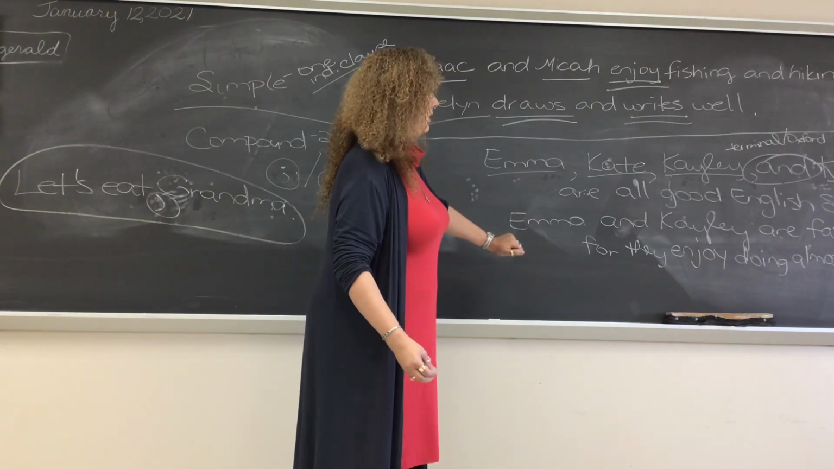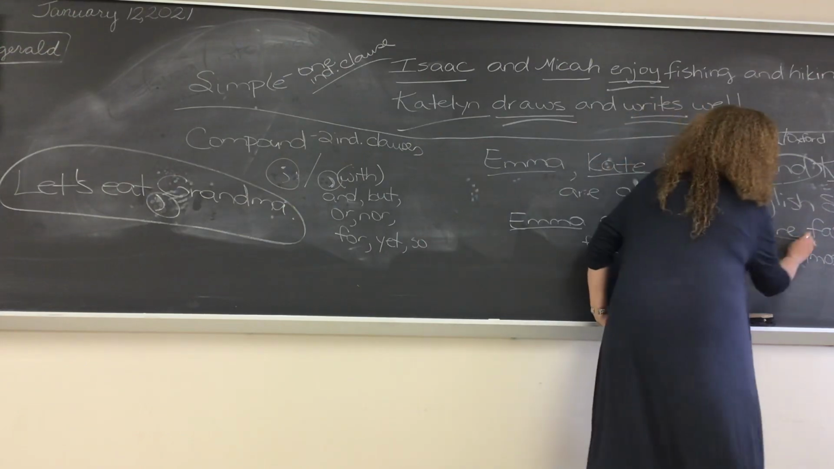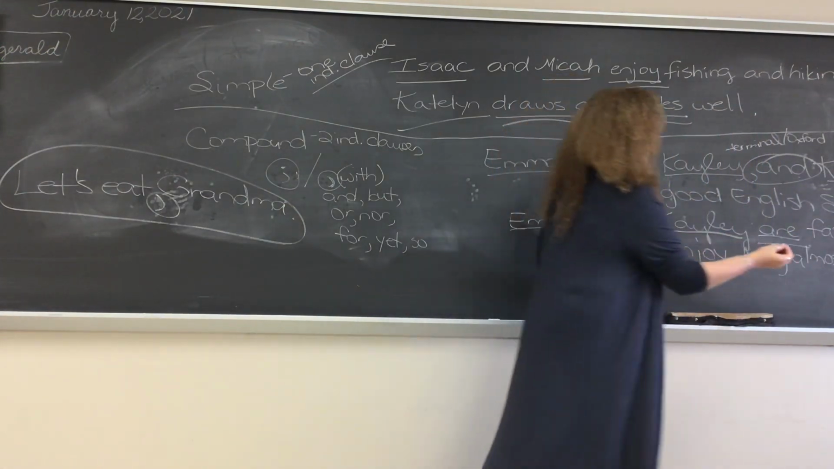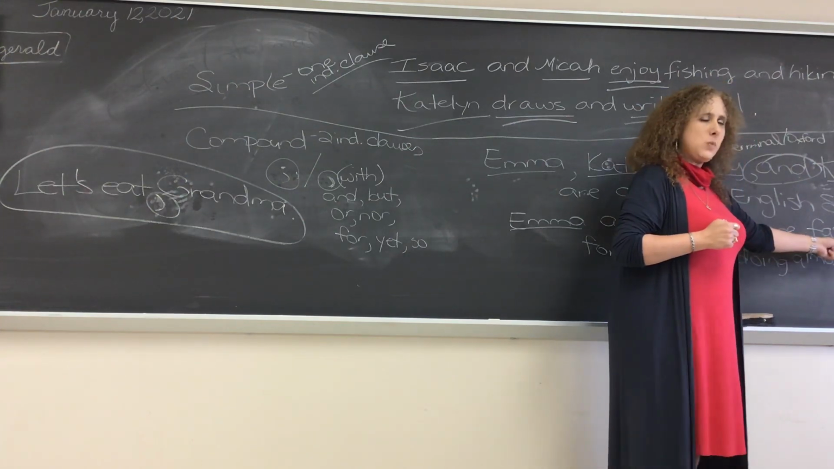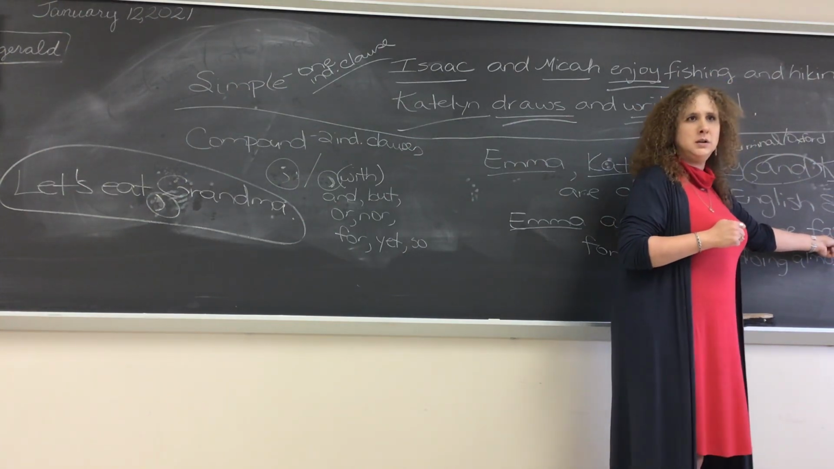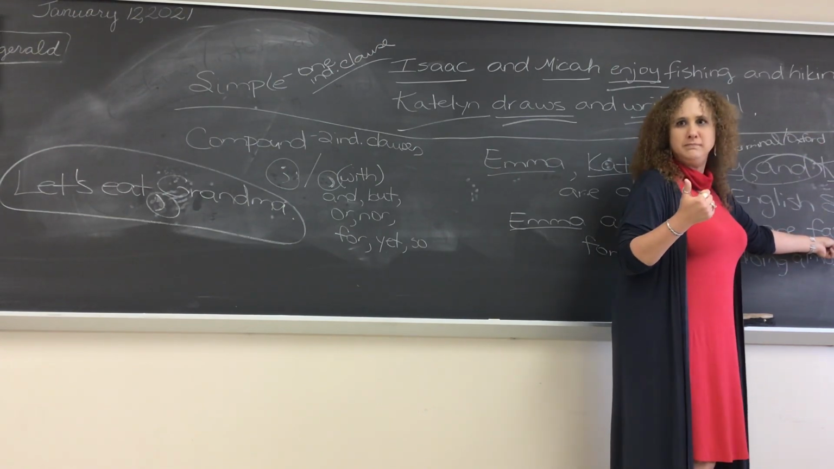Now, here is a compound sentence. Emma, Kaylee, are. Okay? And by the way, this is a word that used to be used this way a lot more than it is now. Okay? This means they're tight in today's vernacular. Okay? They're very good friends.